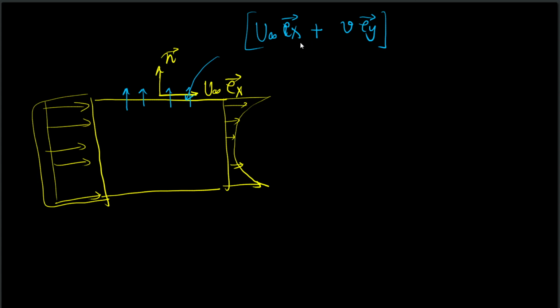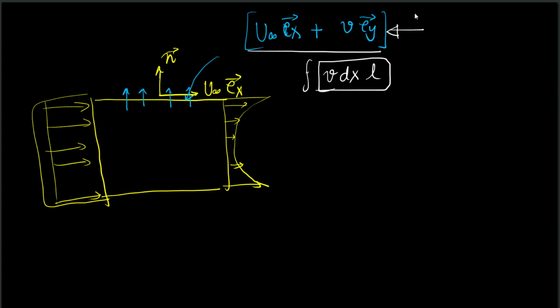If this is true, then the flux is still integral v dot n dA as per this, and v dot n cap over here will be simply v dx times the unit length. Now the momentum being carried by this flux is this, but the x component of that momentum is only going to be this. So hence the momentum being carried will be rho u infinity times v dx times unit length.